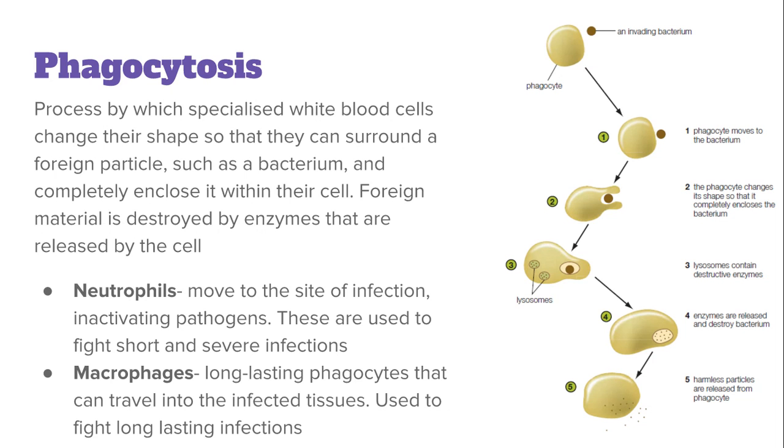The first are neutrophils, which move to the site of infection and inactivate pathogens. These neutrophils are used for short and severe infections. The second are macrophages, which are long-lasting phagocytes, and these can travel to infected tissues and can be there for a long time to fight long-lasting infections. On the right here, we have another diagram which provides a flow chart for you as to how these particles are made harmless by the phagocytes.